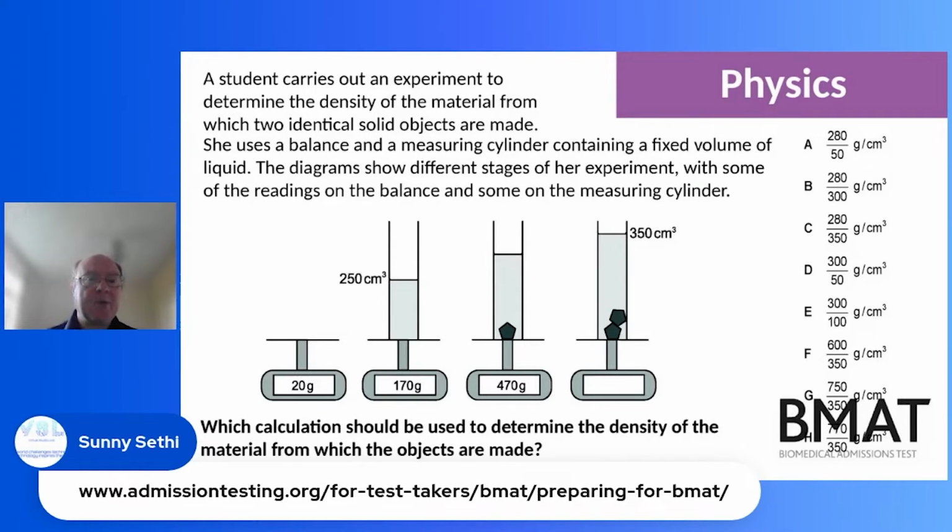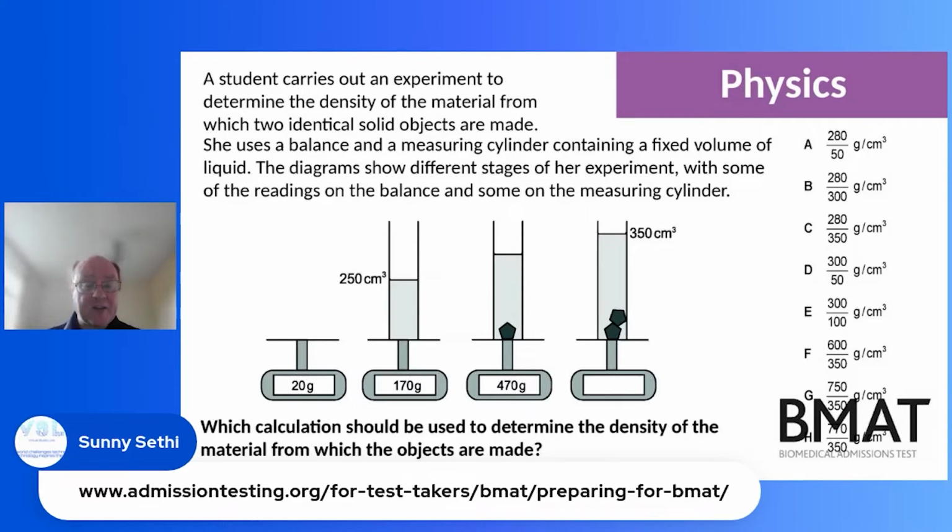So in this example, we've got a question and it's actually around the density of a material. So you need to know what density is. If you look at the options there on the right-hand side, because they're all density measurements, they're all grams over centimeters cubed. So we know that density is mass over volume. So we've already got that calculation.